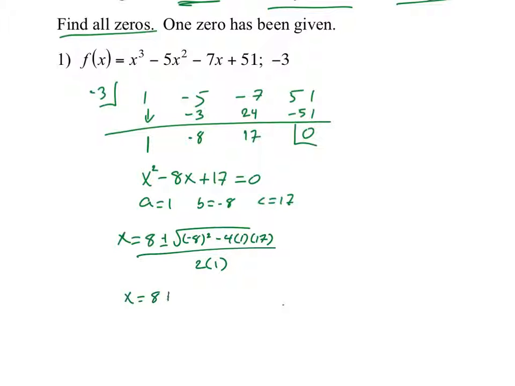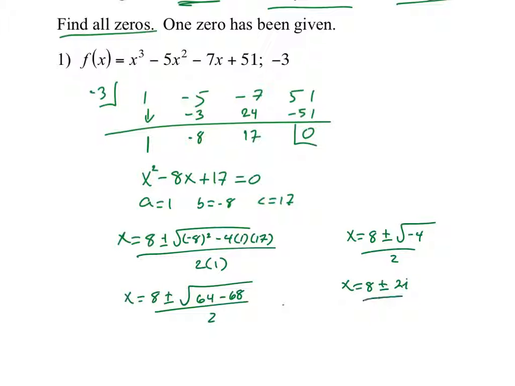So x equals 8 plus or minus the square root of 64 minus 68, divided by 2. So x equals 8 plus or minus the square root of negative 4, divided by 2. So x equals 8 plus or minus 2i, divided by 2. And now I'm dividing everything, so 4 plus or minus i. So my zeros, let's do the list here: my zeros are negative 3 and 4 plus or minus i.